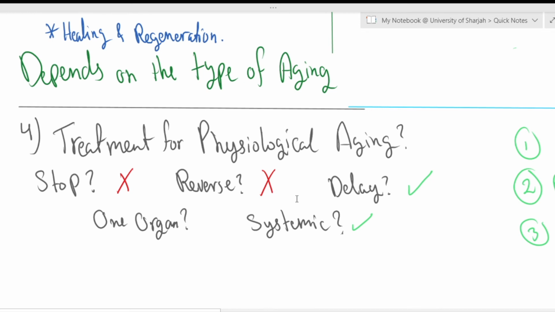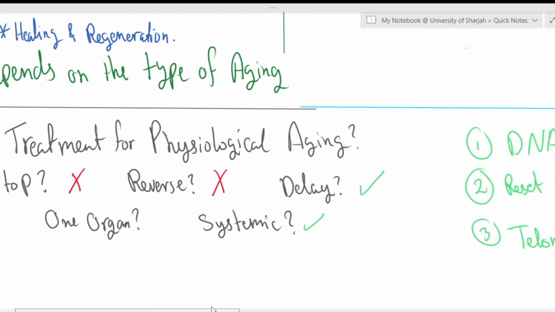But can it be delayed? Yes, it can be delayed. We have medications that could be taken, or let's say lifestyle changes that could increase the lifespan of a person. And do we target one organ or systemic? No, it's systemic, because the system is getting deteriorated, so we have to do something to increase the lifespan of the system. For example, exercise. It helps a lot our heart and CVS.